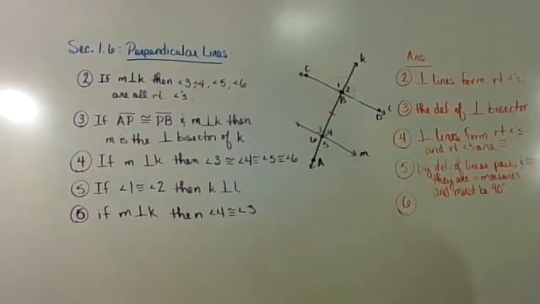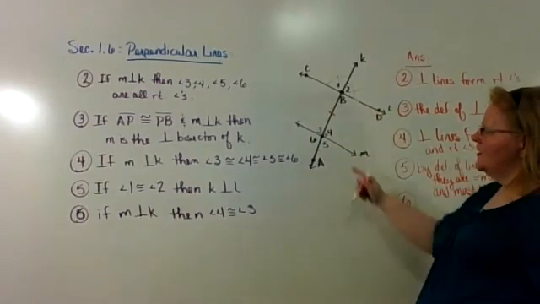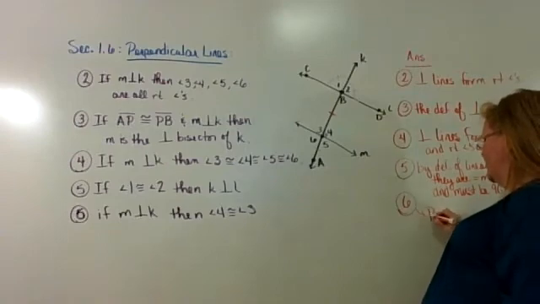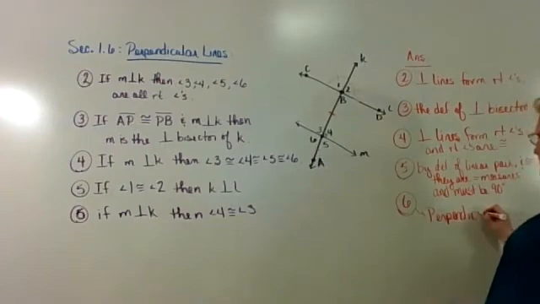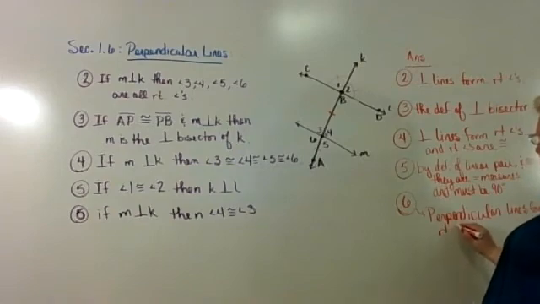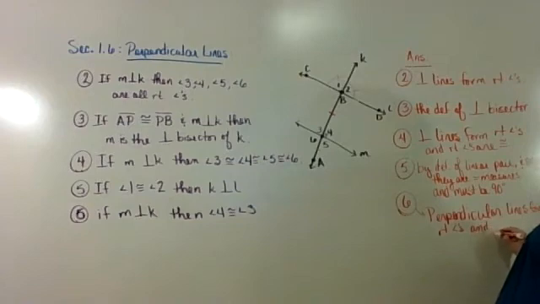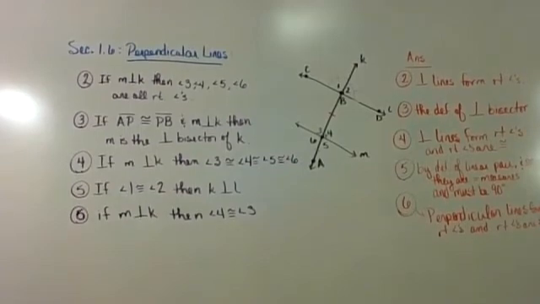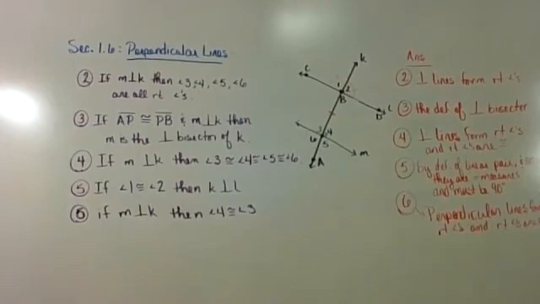For number 6, if M is perpendicular to K, then angle 3 is congruent to angle 4. Well, that reason is because perpendicular lines form right angles. That's why you don't want to write it out. It's too long. And right angles are congruent because they're all equal to 90 degrees. So you may have had slightly different statements from me, but you may have gotten to the same conclusion in the end, and that's what's important.